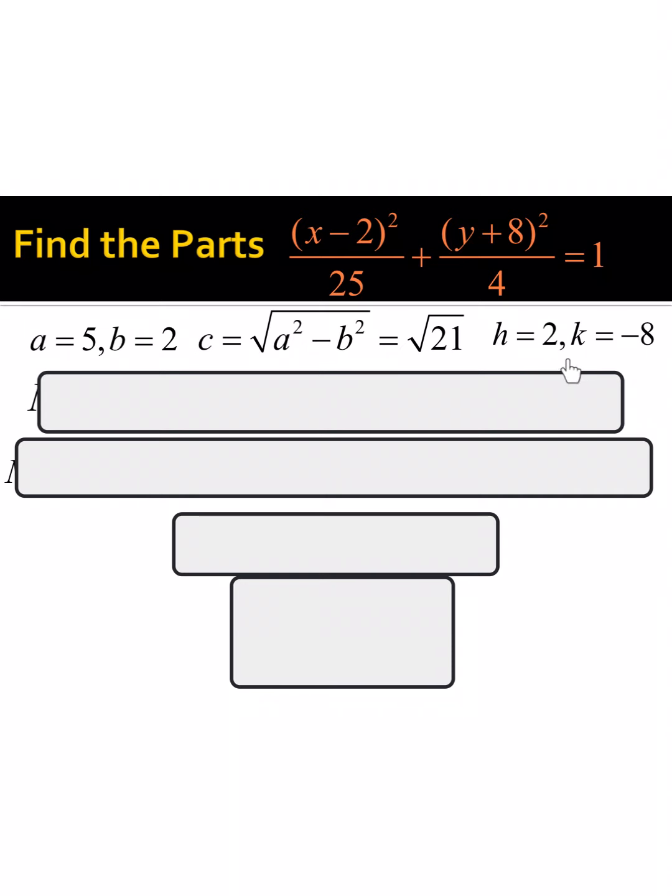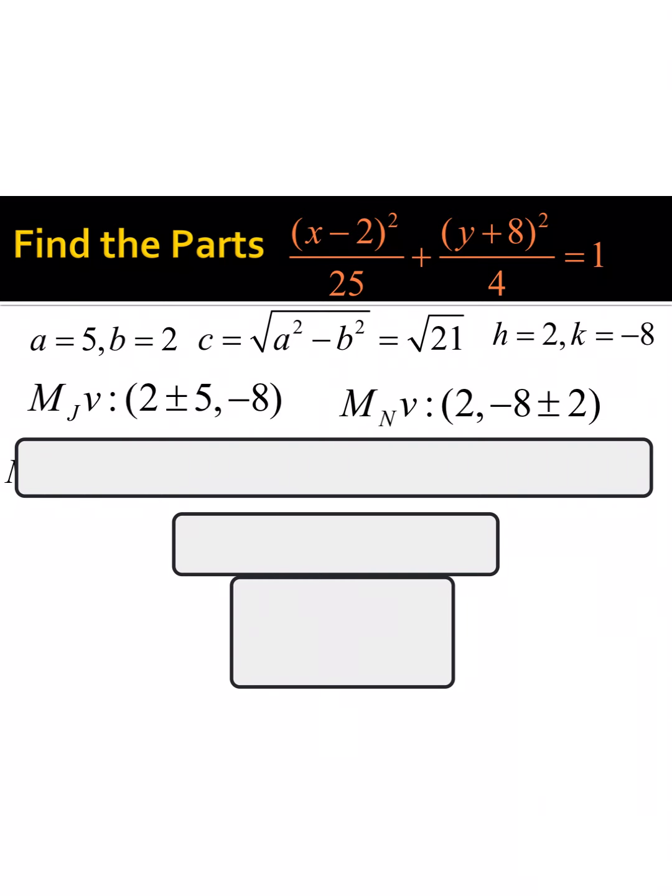So I can see that h and k are going to be 2 and negative 8. Now that I have the information, I can go ahead and plug everything into my formulas to find all my parts. To find my major vertices, again, it's going to be h plus or minus a. So you can see that here, 2 plus or minus 5, comma negative 8.